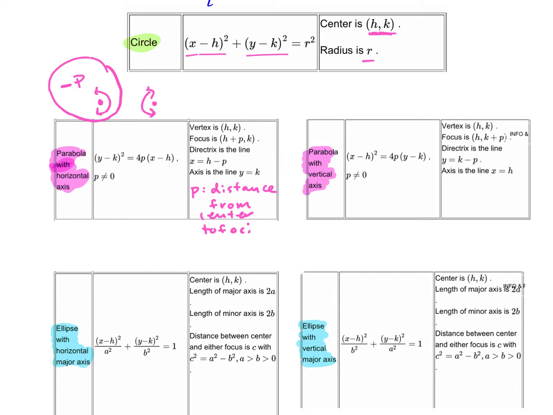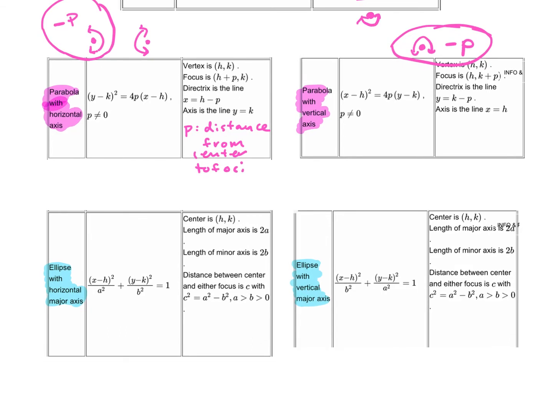If you have a parabola with a vertical axis, so it's either going to open up or down. So again, your foci is just going to be in the middle of that bowl, holding the little foci. If it opens down, your P is negative. And same thing, your P is the distance from the center to the foci, so this applies to both of these.